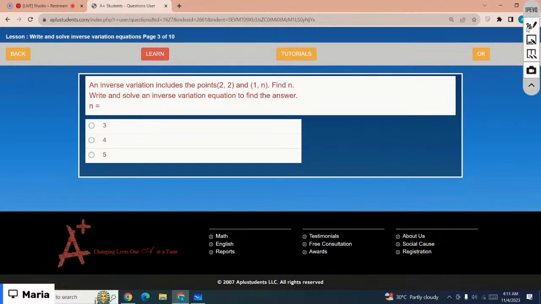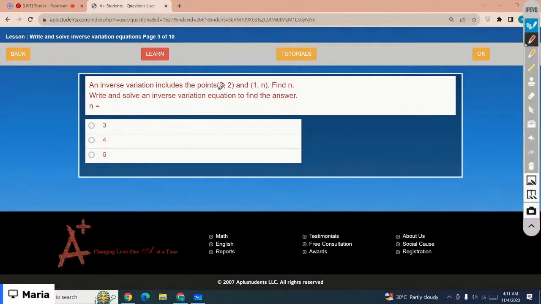So just use this point and calculate the k value, right? This is the x value and this is the y value. So k equals x times y. So you need to do 2 times 2, that would be 4. So k is 4, right?